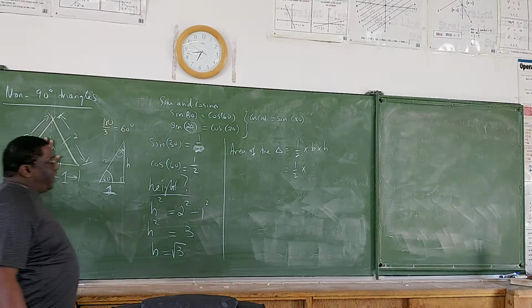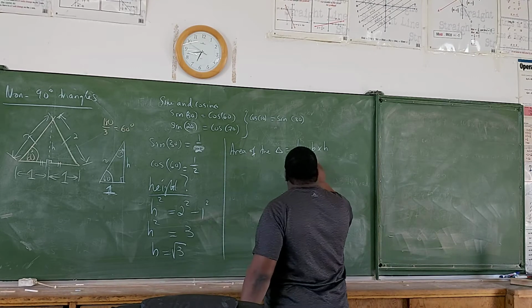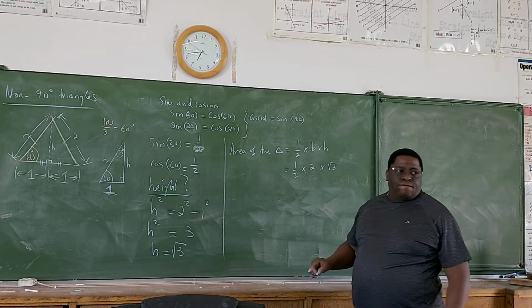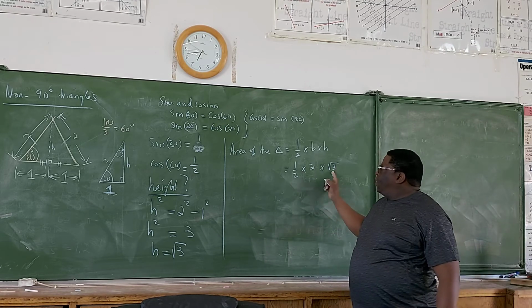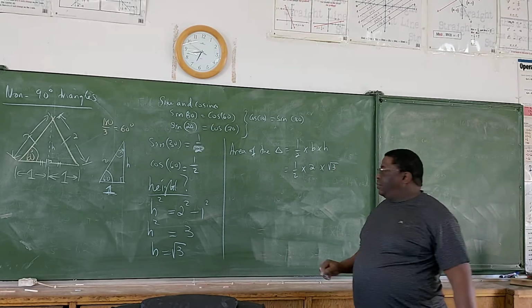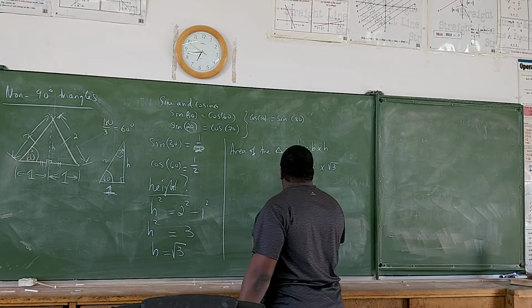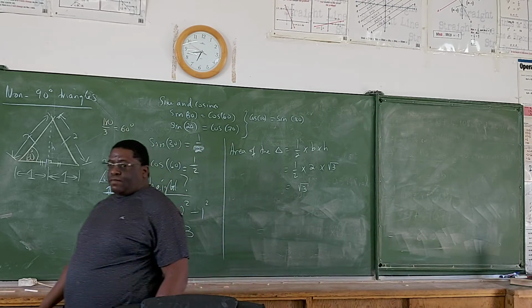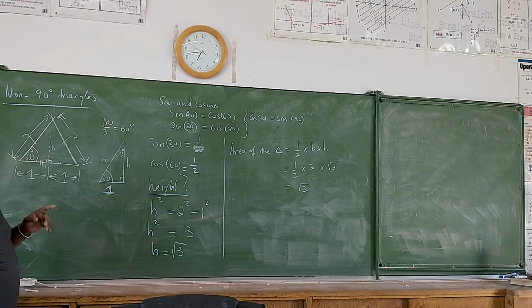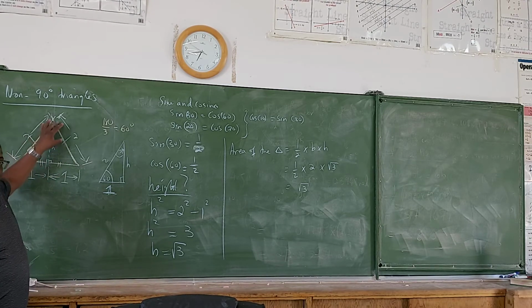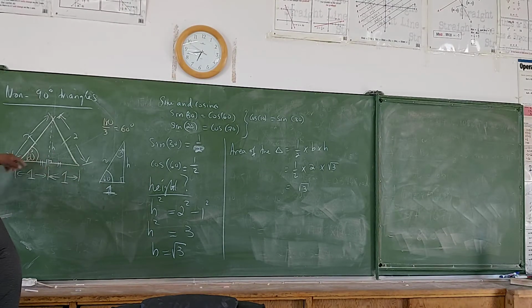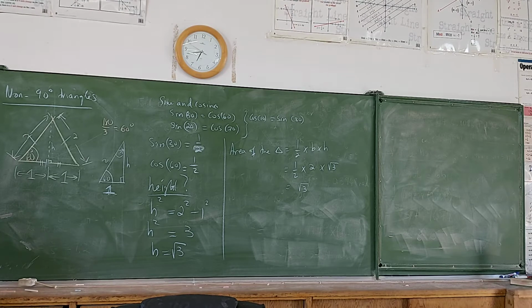So I'm going to use the area of the big one. So that's a half times 2 times root 3. The area of the triangle, very interesting, also gives you root 3. But I'm not saying that the area of the triangle is always going to be equal to that height. It's just like that in this particular case, because I chose this 2, right?